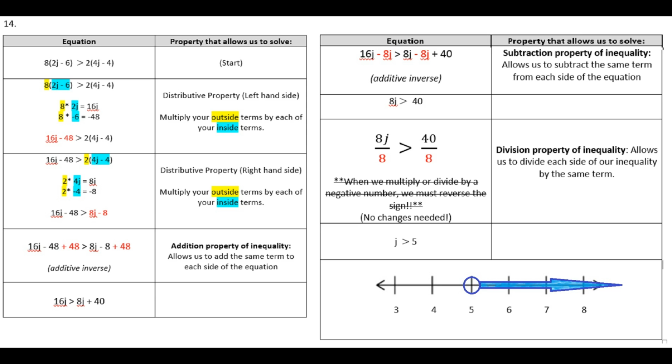Most of these problems just require that you know which properties to use in which order, and that you pay attention to your signs. It's very easy to confuse your signs before you mix up a property. So just make sure you're paying attention to what you're adding and what you're subtracting and where your terms are.